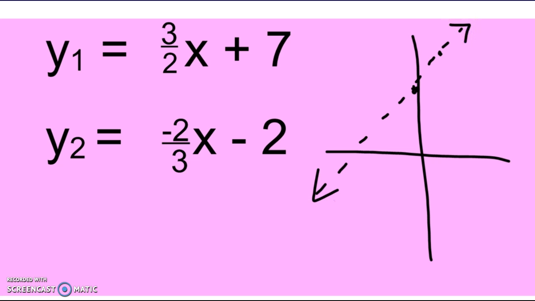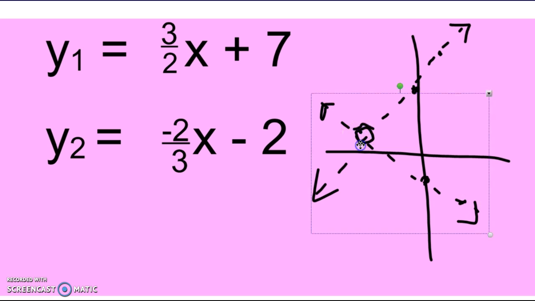All right, and then if you have negative 2/3 x minus 2, well, negative 2 is your y-intercept. And with negative 2/3, we go down 2 and then we go over 3 to the right, not the left. Once we intersect, they look like that, and they intersect in that right angle.